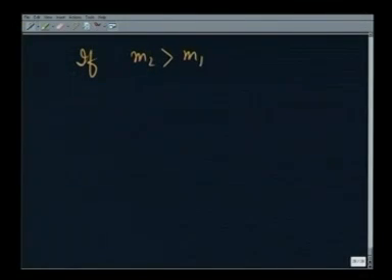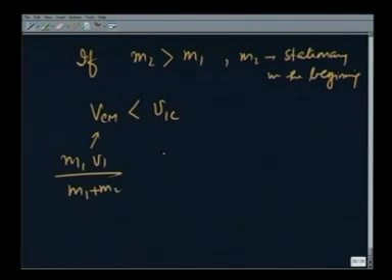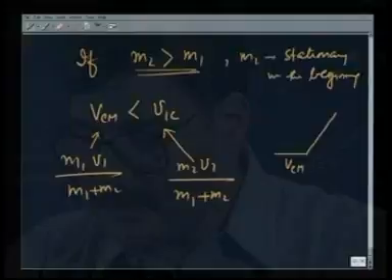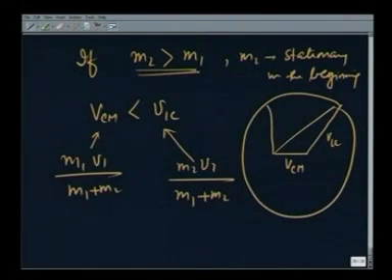On the other hand, if m2 is greater than m1 and m2 is stationary in the beginning, then VCM is going to be less than V1C, because VCM is m1 V1 over m1 plus m2, V1C is m2 V1 over m1 plus m2, and m2 we are taking to be greater than m1. In that case, VCM would be this, but V1C would be larger in magnitude, and when it rotates around, the lab velocity can make any angle.